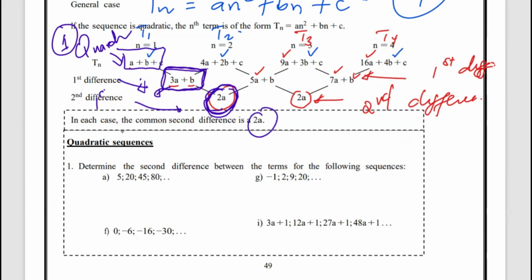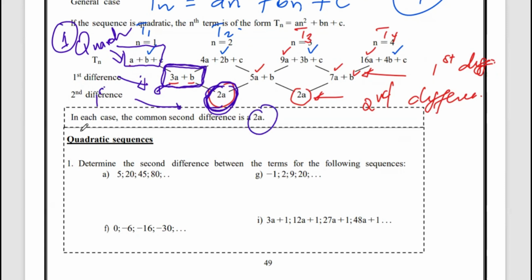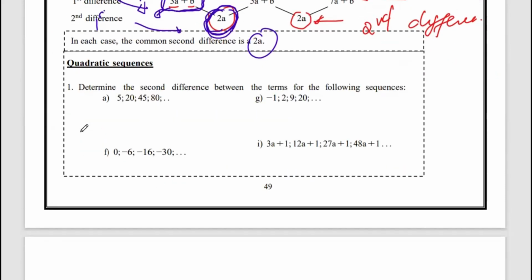Perfect. Let's look at this example. We're just going to look at random variables, no problem. They're asking us to determine the second difference between the terms of the following sequences. So the point of interest is basically the second difference. All right, let's see. We know that T2 minus T1, that's 20 minus 5, that's going to be 15. And then 45 minus 20, help me guys, 45 minus 20.